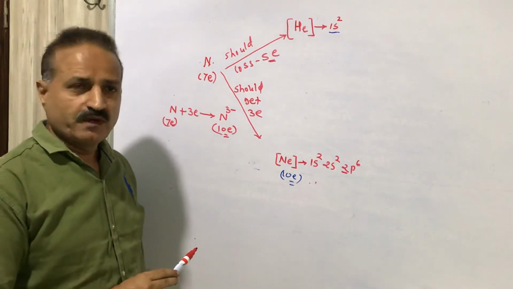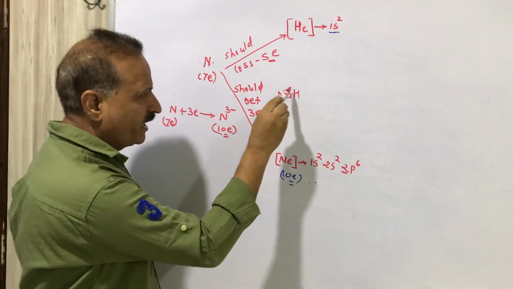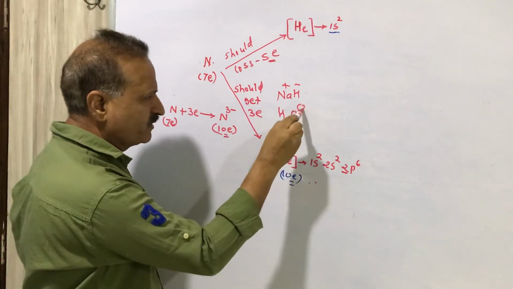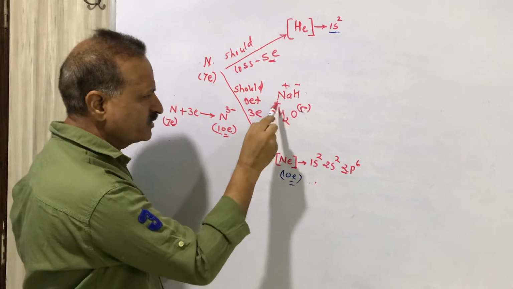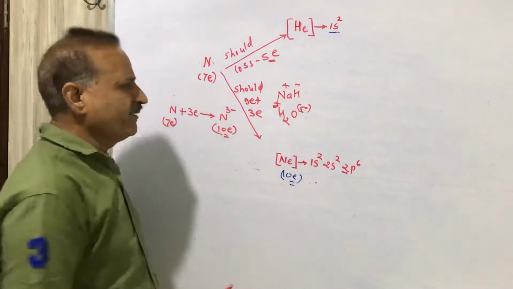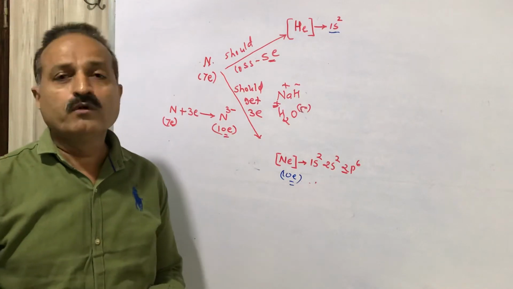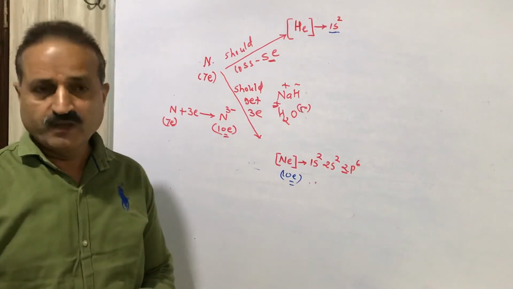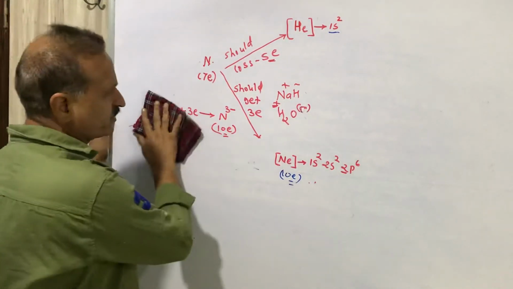Sometimes, like hydrogen: in NaH, Na is plus, H is minus; in H2O, O is minus, then H must become plus. So sometimes it happens, but generally nitrogen will always convert into a minus ion. Now oxygen's turn is coming. Let's discuss oxygen.